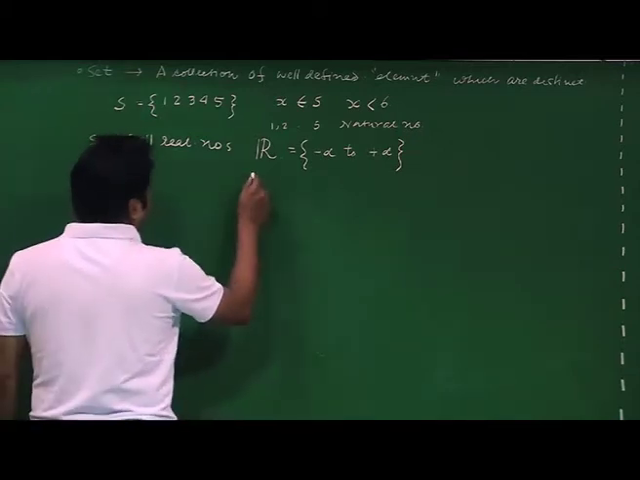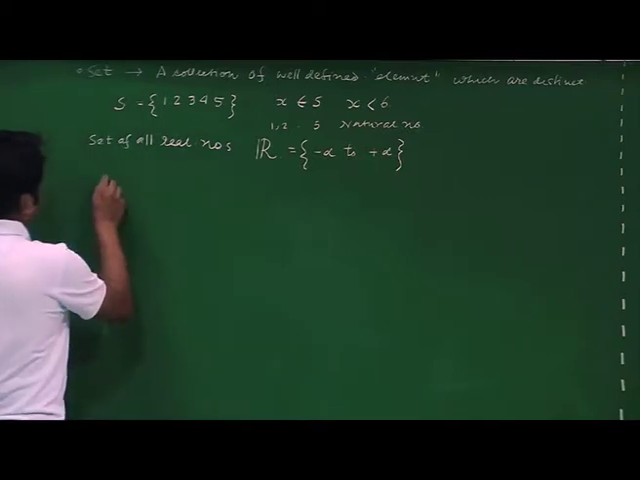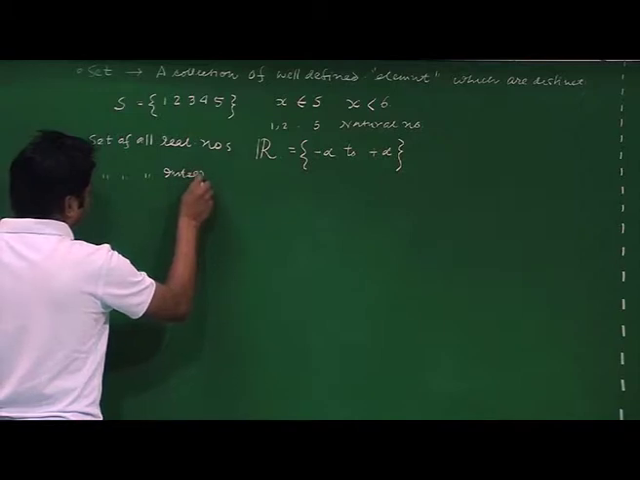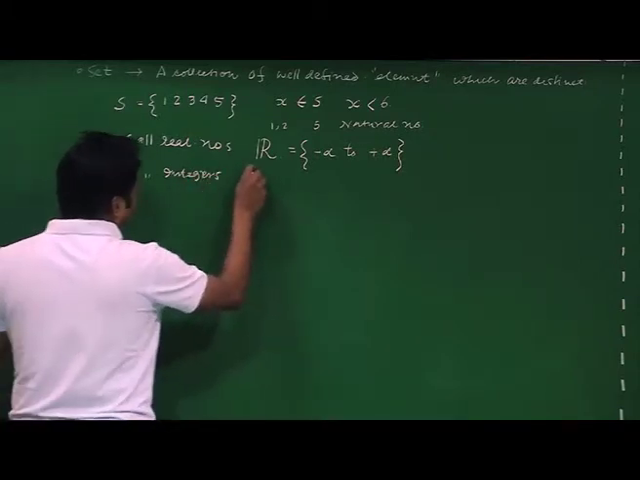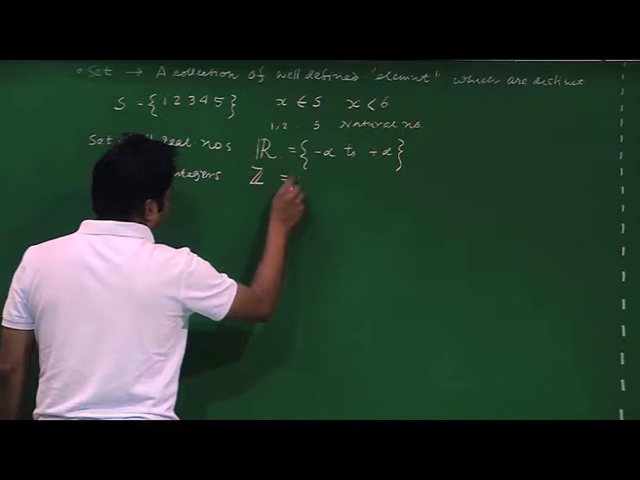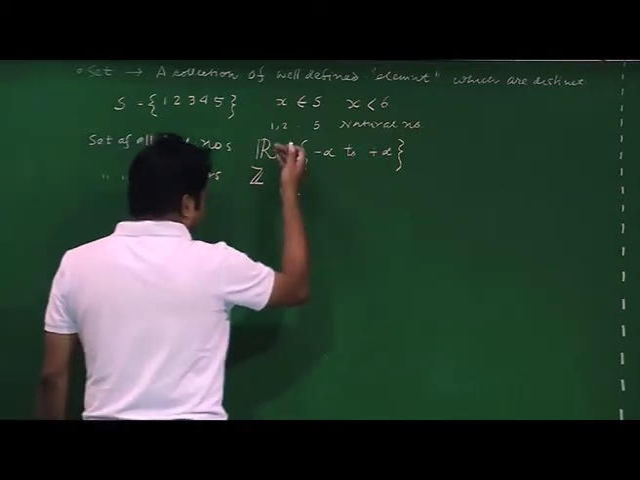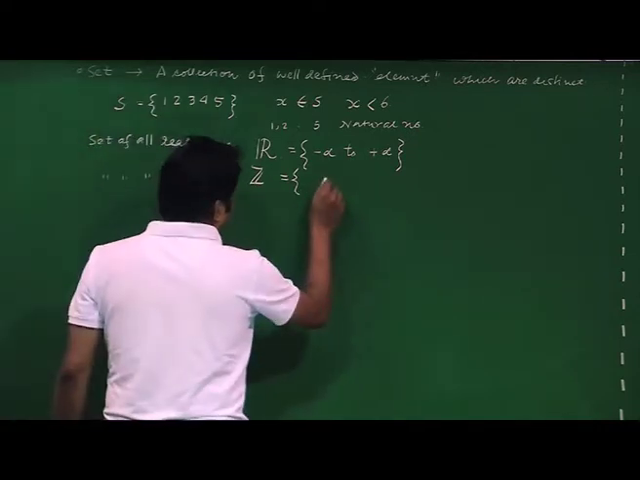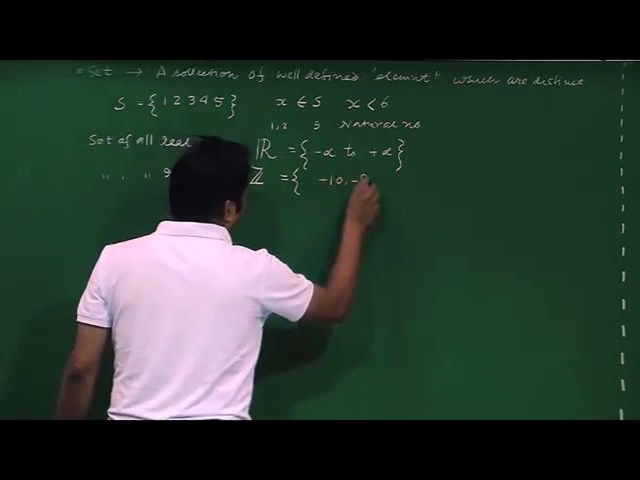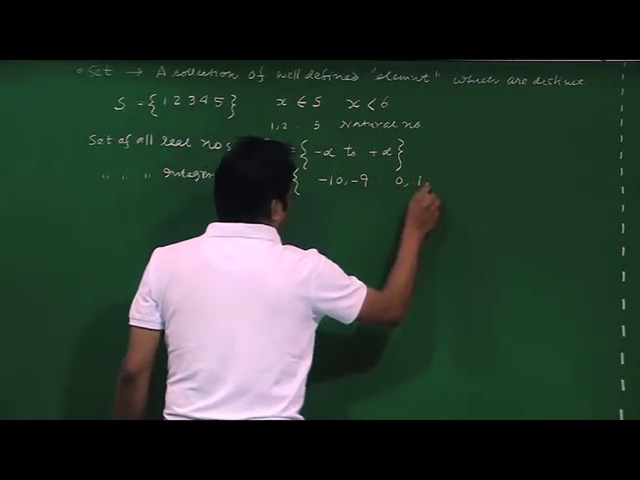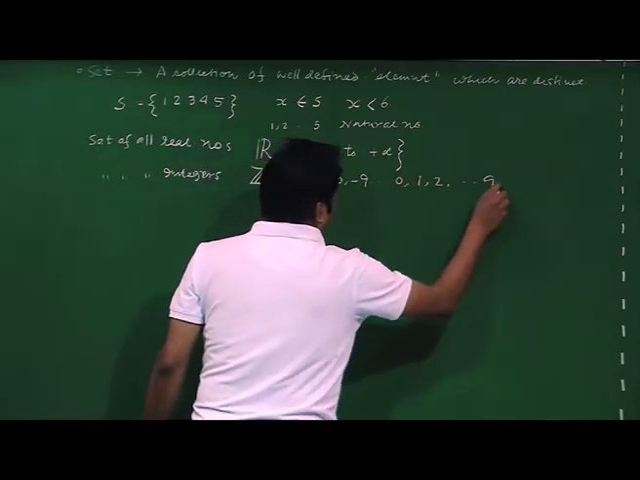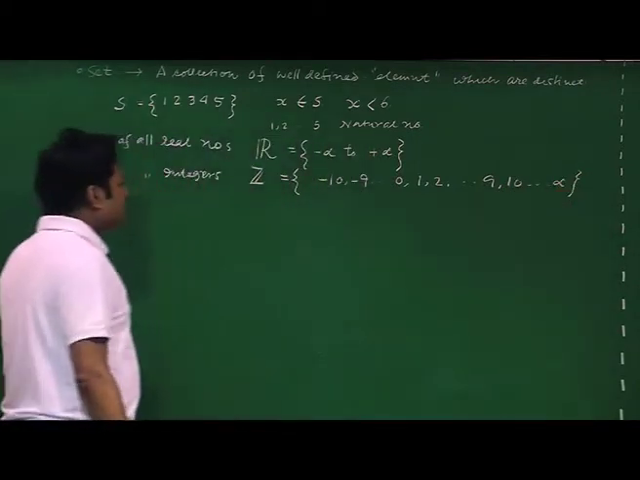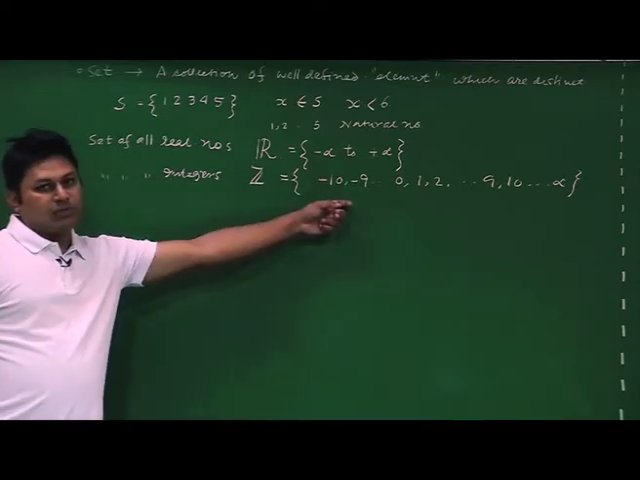Next, in the similar way, the set of all integers. Normally, we write it as Z. All integers I can write inside this set Z as, say, minus 10, minus 9, and so on, 0, 1, 2, and so on, 9, 10, and so on up to infinity. Only the integers with positive and negative values.